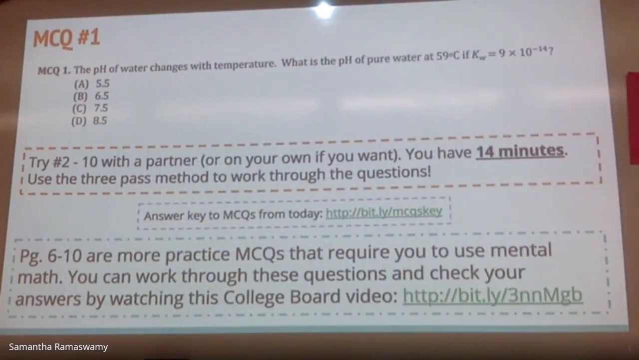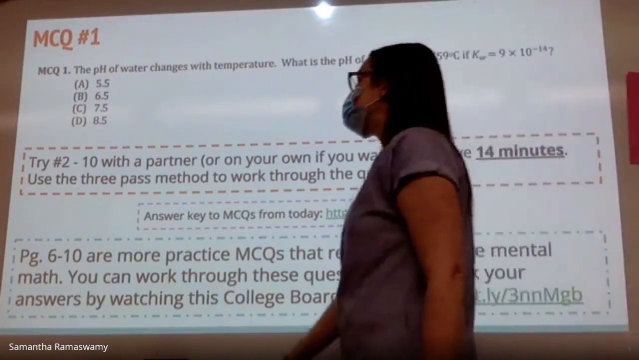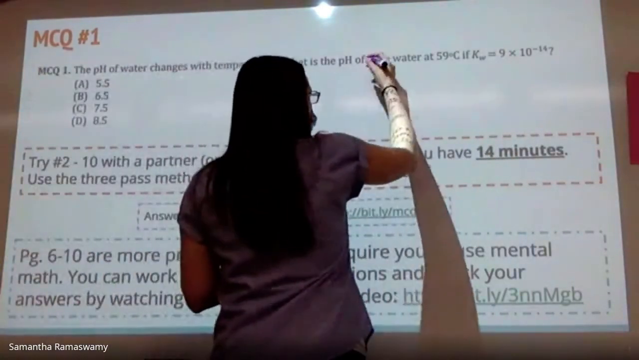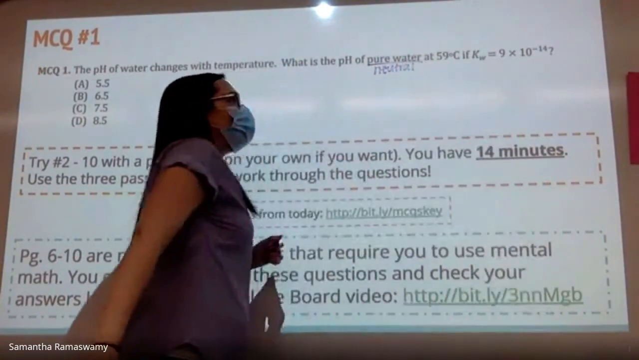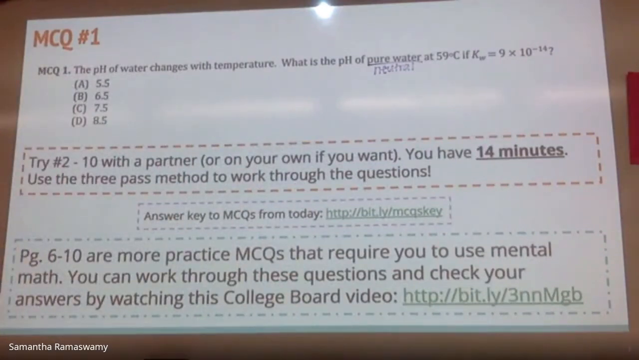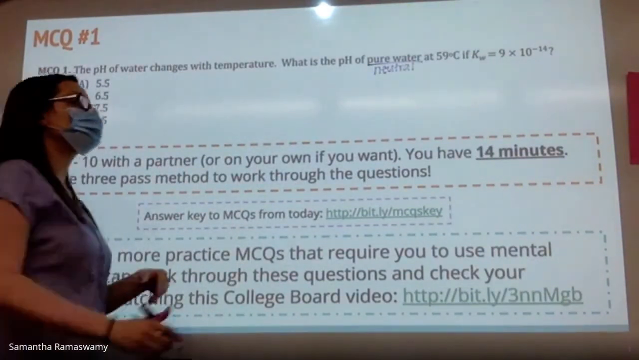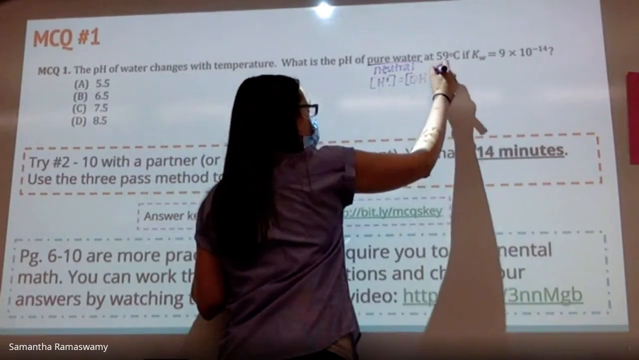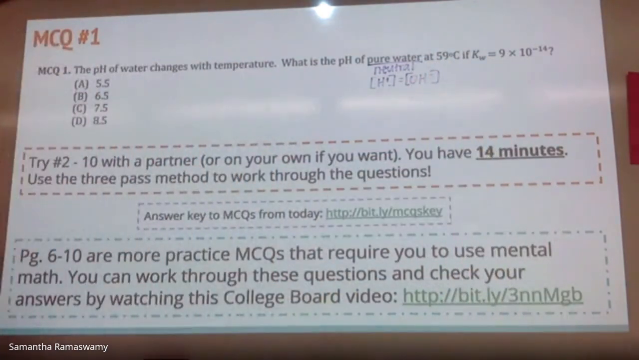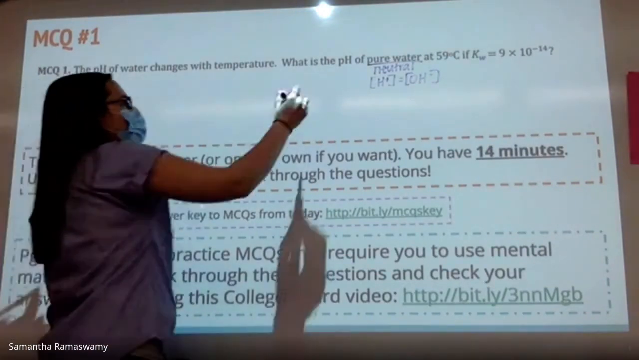But multiple choice question number 1 says the pH of water changes with temperature. What is the pH of pure water at 59 degrees Celsius if Kw is 9 times 10 to the negative 14? So pure water, remember, is the definition of a neutral solution. Pure water is neutral. Neutral is not a pH of 7. Neutral is when H plus equals OH minus. So I'm just going to write that down underneath pure water just so that I remember that that's what neutral means.